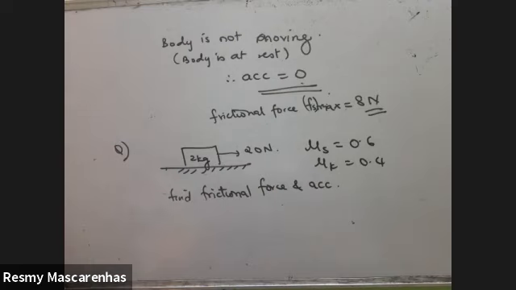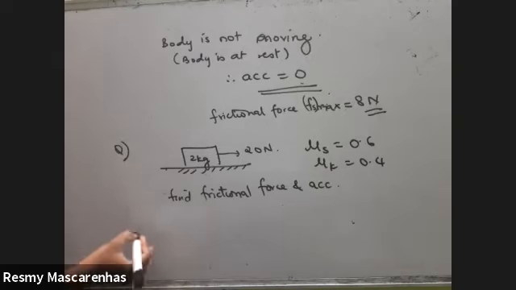Find the frictional force and acceleration. Again, same case like the previous problem. We don't know whether the body is moving or not moving. So whenever this is given, always find your Fs maximum first. In order to calculate Fs maximum, we have to calculate the N value first.